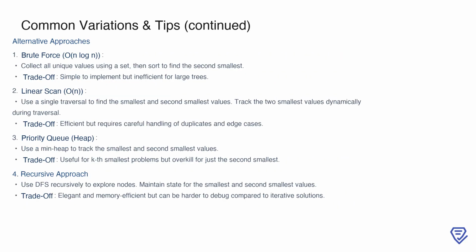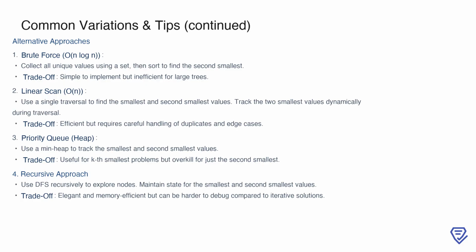There are several approaches to solving this problem, each with its own trade-offs. A brute force method involves collecting all unique values into a set and then sorting them to find the second smallest. While this is simple to implement, it has a time complexity of n log n, making it inefficient for larger trees. A more optimal approach is the linear scan, where you traverse the tree once and dynamically track the smallest and second smallest values. This has a time complexity of n, but requires careful handling of duplicates and edge cases.